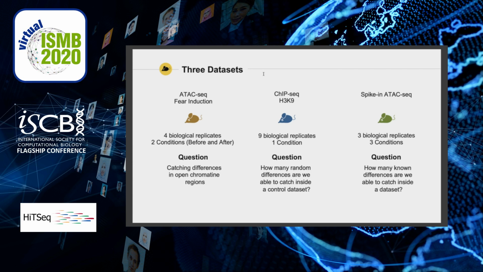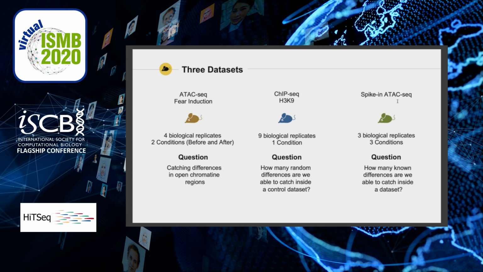The first one is a HiTSeq dataset with 4 biological replicates and 2 conditions. This dataset is used to catch differences in open chromatin regions. The second dataset is a ChIP-seq dataset of one condition for nine biological replicates. And we use this dataset as a control dataset to understand how many random differences are we able to catch. So a sort of false positive discovering.